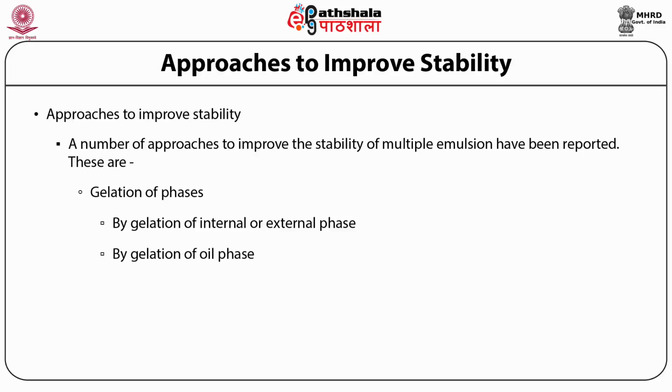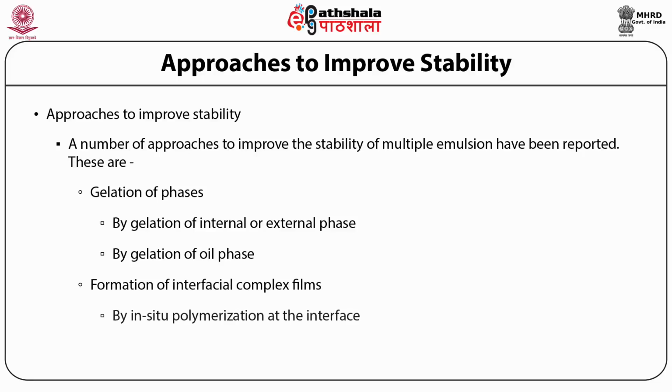The second approach is the formation of an interfacial complex film by in situ polymerization at the interface or by interfacial interaction between a polymer and the surfactant. This mode of stabilization can be executed either through in situ polymerization at the interface or by interfacial interaction between a polymer and a surfactant. Interfacial complexation between non-ionic surfactant and macromolecules has been employed for stability.